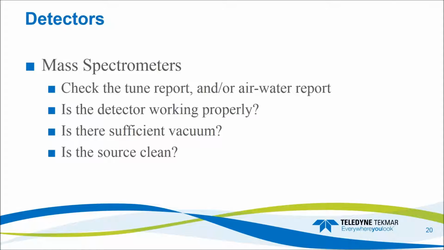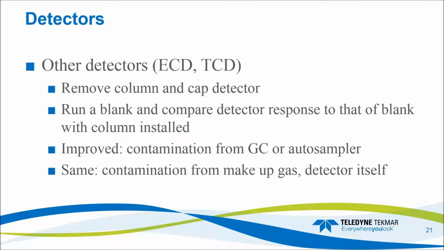So if you've cleaned your source, you verified it's leak tight, everything looks good from a physical standpoint, but you still have contamination, then we would have to move on to some other portion of the system. For other types of detectors, remove the column and cap the detector. And again, run that detector only blank, and then do you see issues? If it's improved, the contamination is coming from the GC or from the autosampler somewhere upstream. If it's the same, then it's likely coming from the makeup gas or the detector itself.